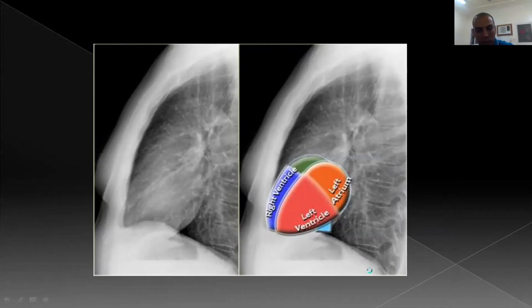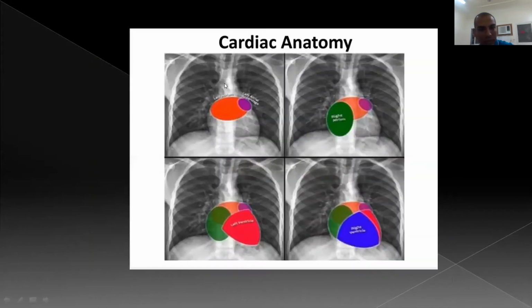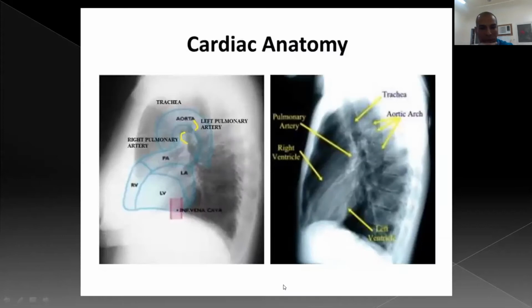And I need you also to know that this is the carina. The carina should be less than 90 degrees. We have here the right ventricle, and this is the left ventricle, and here is the left atrium, and we have here the trachea, and we have here the retrosternal opacity.